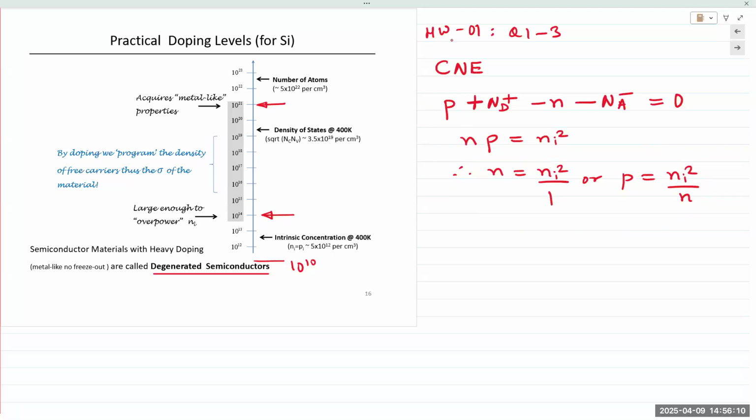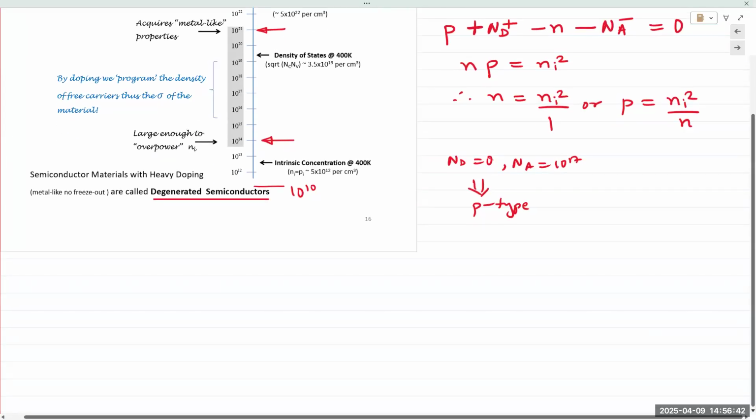So I'll show you what we're going to do for questions 1, 2, and 3. I believe question 1 gave you ND and NA. ND was given as 0, NA was given as 10 raised to 17. So if ND is 0 and NA is 10 raised to 17, what kind of material is this? This was a P-type material. I believe almost everyone got this correct. Well, obviously, we had multiple attempts, but the number of donor atoms is 0, acceptor atoms is 10 raised to 17. If it's a P-type material, we want to solve for the number of holes. We want to get rid of N.